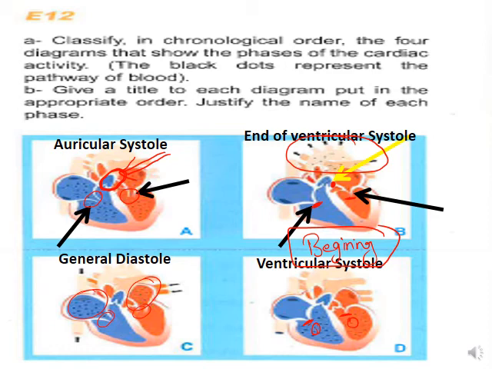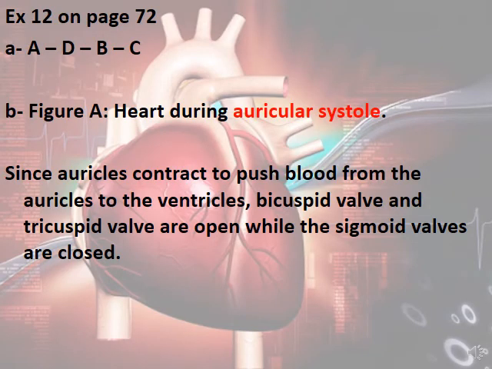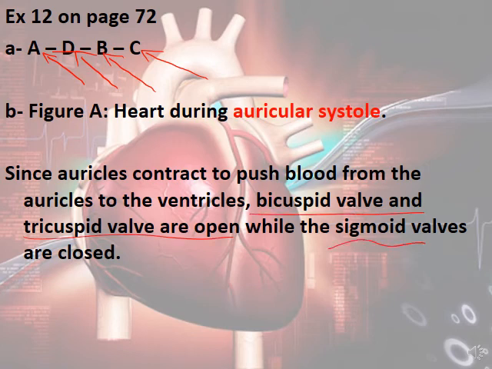So here, if we want to arrange them in chronological order, the first is going to be A, the beginning, auricular systole, then D, the beginning of the ventricular systole, B is the end, and C is the general diastole. So figure A, the heart during the auricular systole. The auricles contract to push the blood from the auricles to the ventricles. The bicuspid valve and tricuspid valve are open, the sigmoid valves are closed.